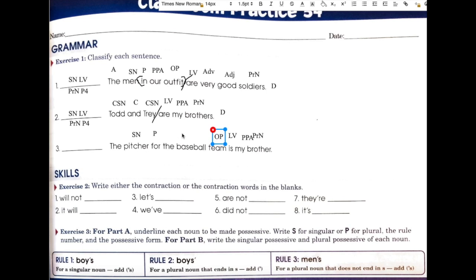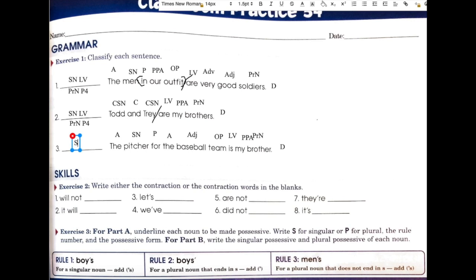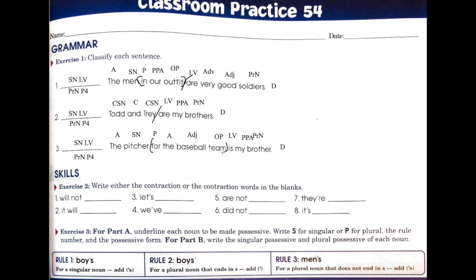What kind of team? Baseball team. Adjective. The is always an article adjective. Period, statement, declarative sentence. Subject noun, linking verb, predicate noun, pattern 4. Let's put parentheses around the prepositional phrase. Divide the complete subject from the complete predicate. Find the verb right here.